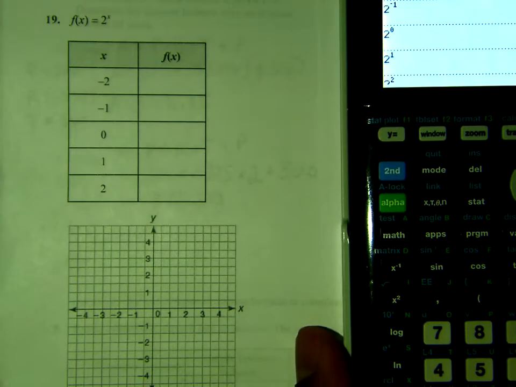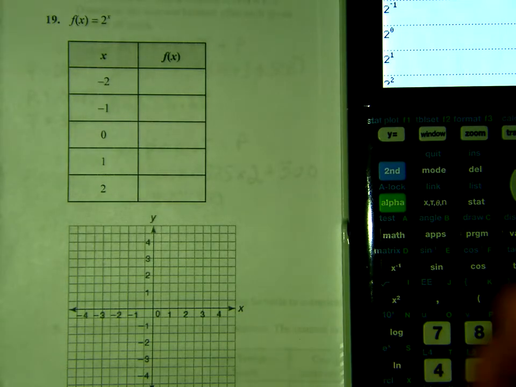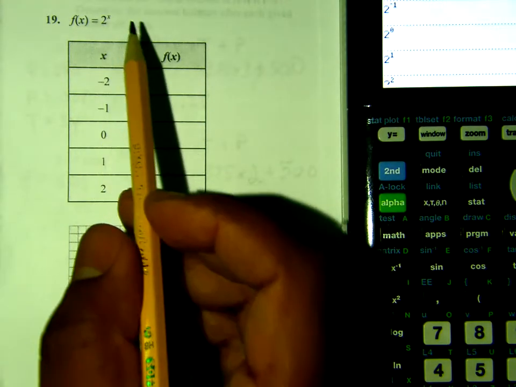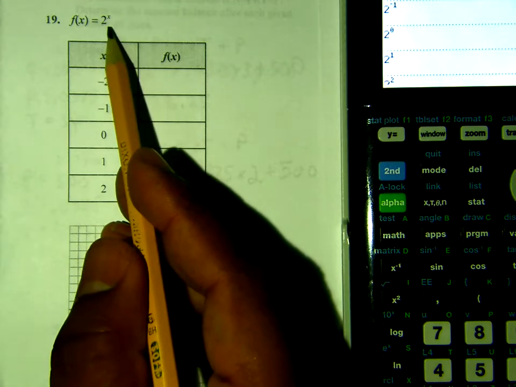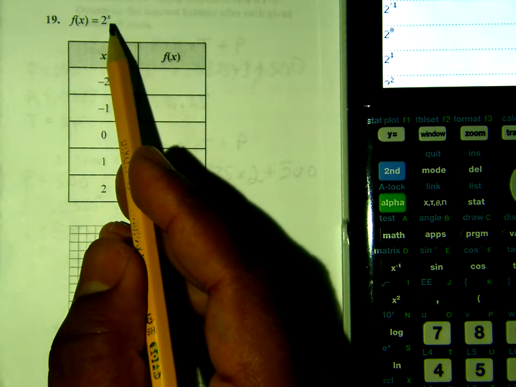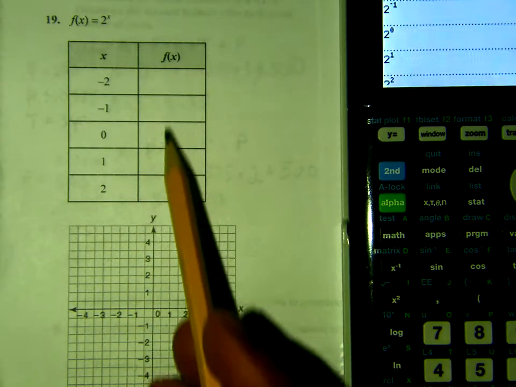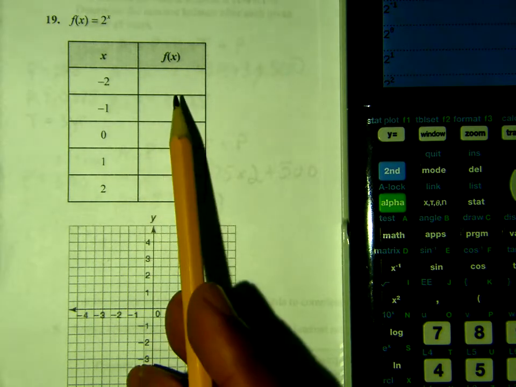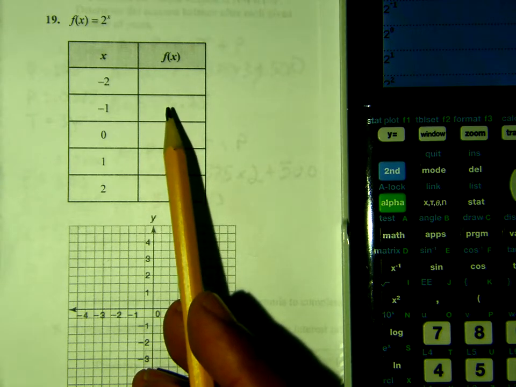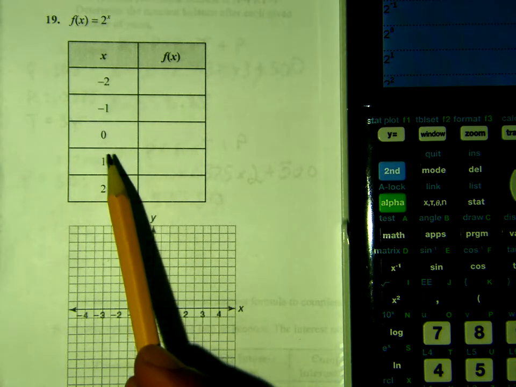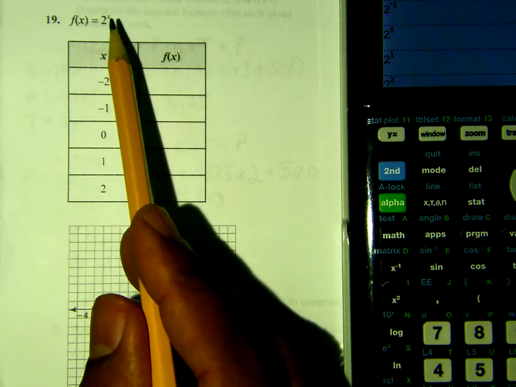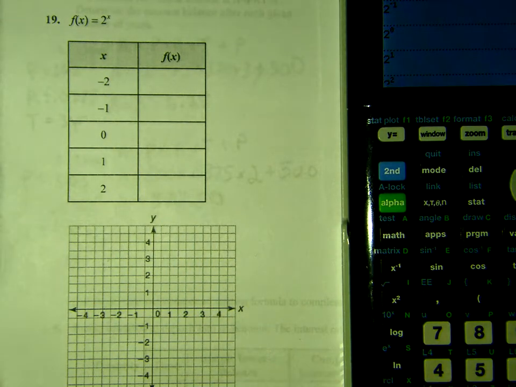Now, we got f of x, which is equal to 2^x, and it's just a regular exponential function because we have the variable as the exponent, okay? This is x and f of x, which is similar to y, and what we want to do is plug in these values for our variable or the exponent and see what we get.